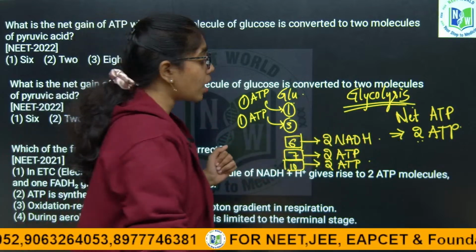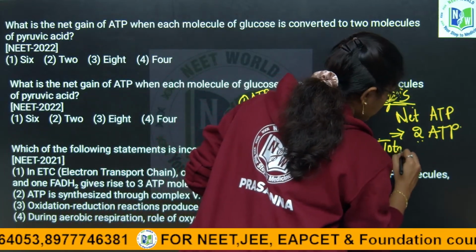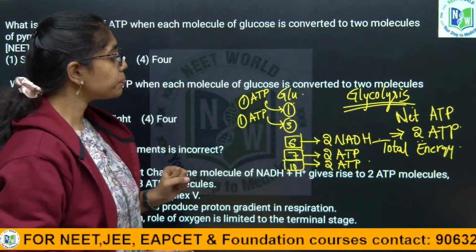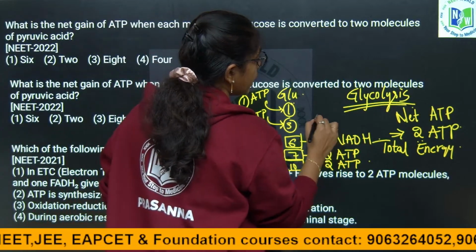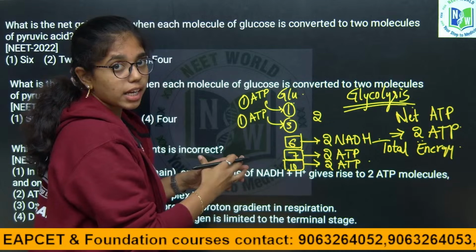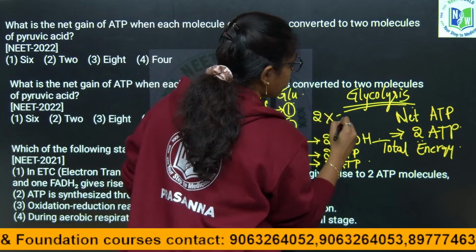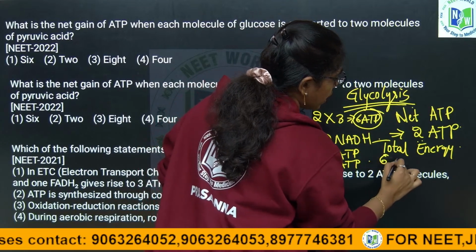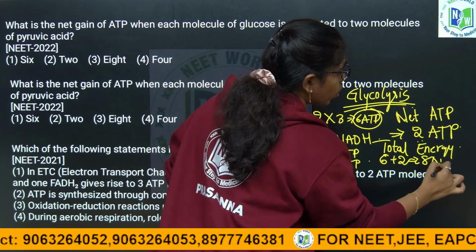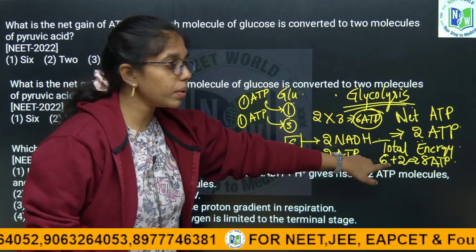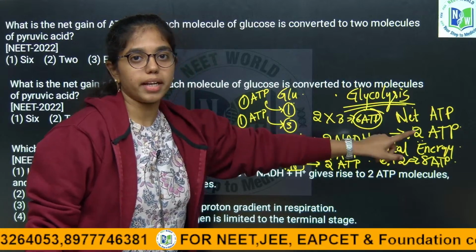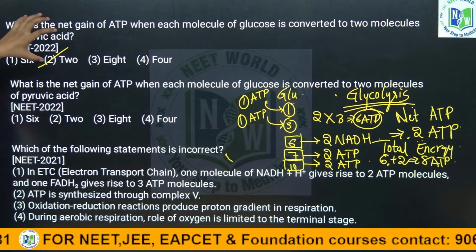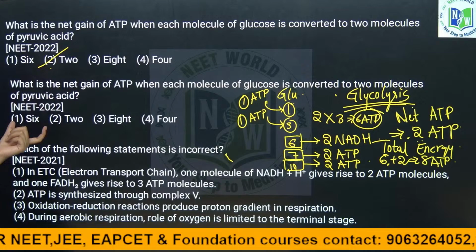If the question is what is the total energy of glycolysis, then our answer should be 2 NADH. We know approximately 1 NADH is equal to 3 ATP. So, 2 into 3, 6 ATP plus 2 ATP, it is 8 ATP. Okay, total energy of glycolysis is 8 ATP, net ATP of glycolysis is 2 ATP, that you have to remember. So, here the net gain of ATP for each molecule of glucose is 2 molecules of ATP.